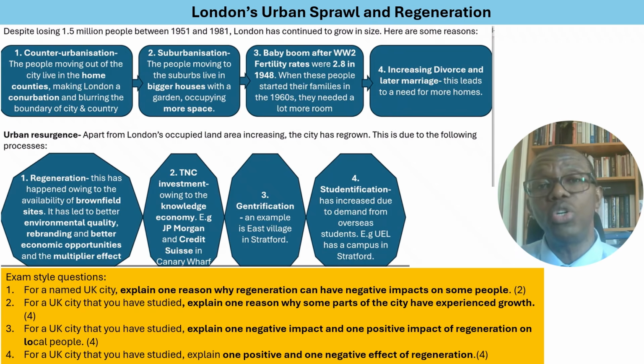And we also do know that these students are going to be spending money in those areas, which again is going to lead to a positive multiplier effect. Okay, so let's have a look at a number of questions here that have to do with London's urban sprawl and regeneration.